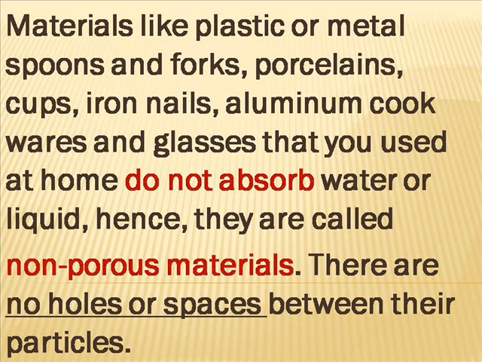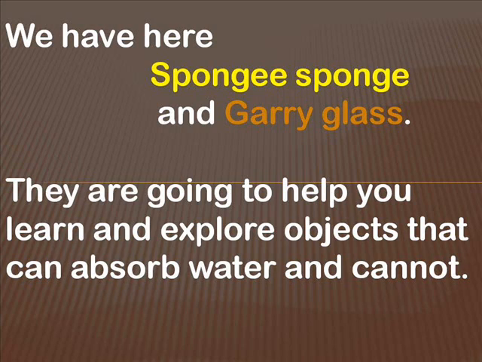Materials like plastic or metal spoons and forks, porcelain cups, iron nails, aluminum cookwares, and glasses that you use at home do not absorb water or liquid, hence they are called non-porous materials. There are no holes or spaces between their particles.